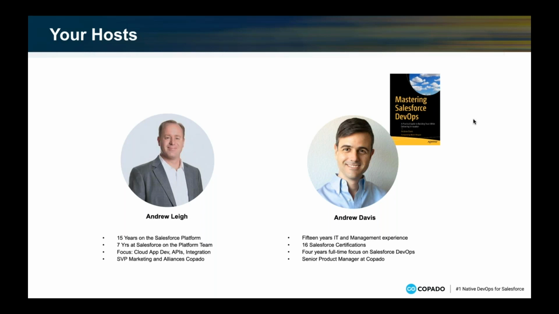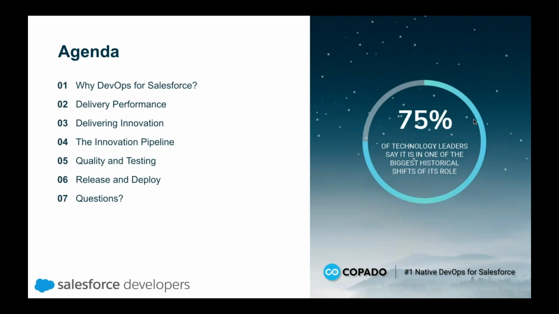Great. All right, well, let's go right to the agenda and see what we're going to cover today. So we've got a lot today to cover. Ultimately, the big question we are constantly asked, why DevOps for Salesforce? Why is it important? Then we're going to move into delivery performance. How do you really measure your performance of development and delivery on the Salesforce platform? We'll talk core about how you deliver innovation in the platform, and then we're going to move into how do you really create an automated pipeline to move that innovation much more quickly with higher quality.